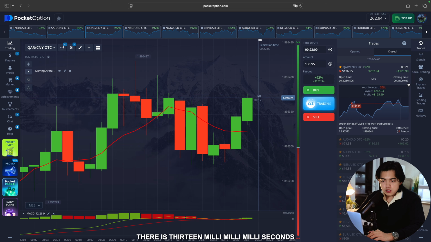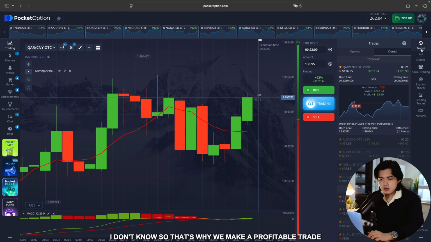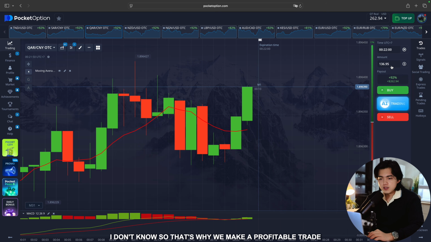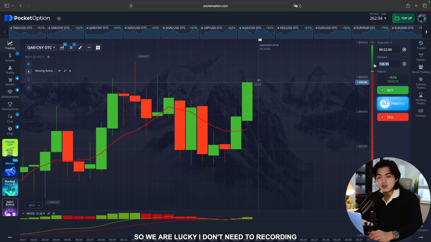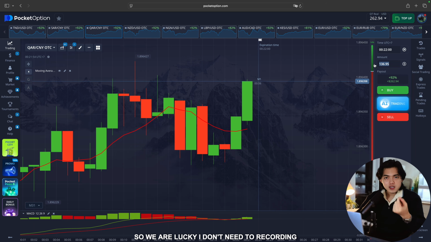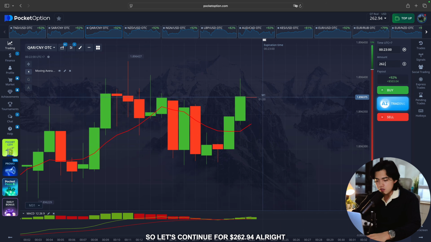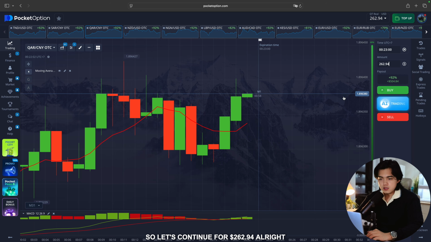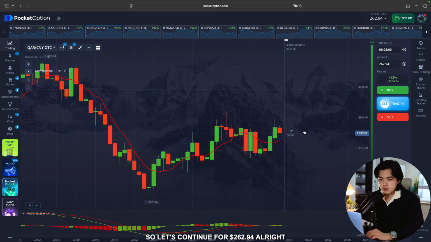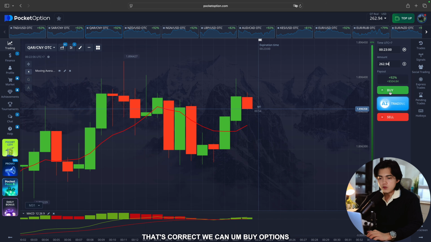Damn, we made a profitable trade for the gap because our closing time is not exactly 0.0. There is 13 milliseconds, I don't know, so that's why we made a profitable trade. So we are lucky, I don't need to re-record again because we lost on this entry. So let's continue for $262.94. Alright, that's correct.